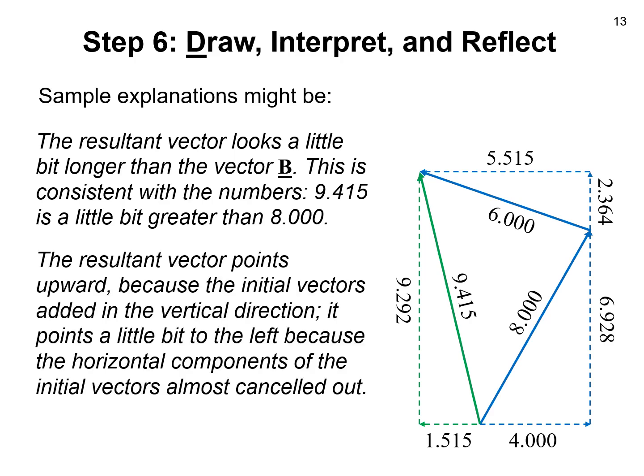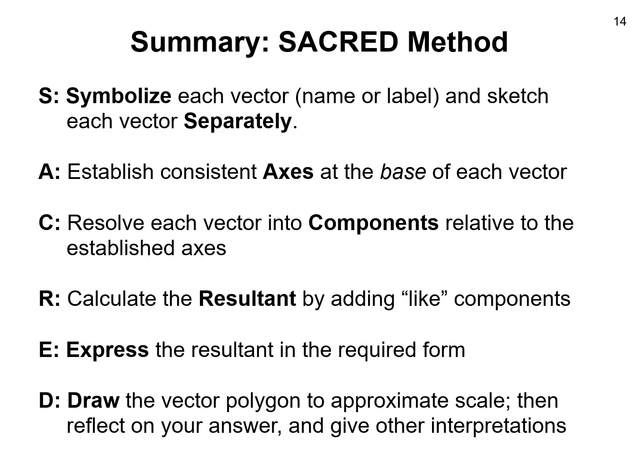Another thing you could say is that the resultant vector points upward because the initial vectors added in the vertical direction, but it also points a little bit to the left because the horizontal components of the initial vectors almost canceled out. We had in the initial vectors 4 going to the right, but 5.515 going to the left. And so all of these things are ways of interpreting our final answers. And I'll have you ask yourself, what else could you say to explain or to interpret or to verify your answers? And in summary, what do we mean by the SACRED method?